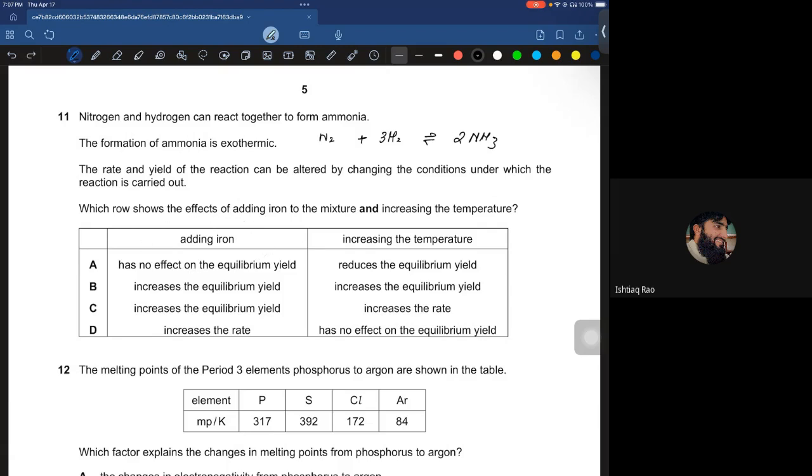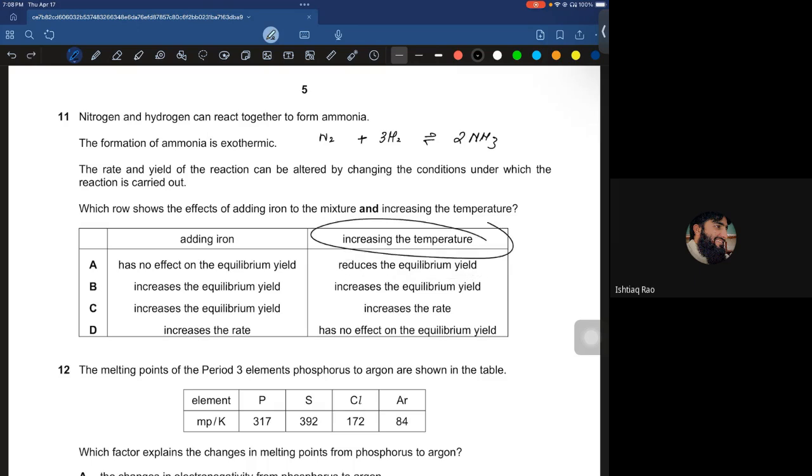Adding iron: iron was used as a catalyst. The job of a catalyst is to increase the rate of reaction. It doesn't have any effect on the equilibrium. It's not going to shift the position of equilibrium. Remember, it has no effect on equilibrium yield. It only increases the rate. It doesn't increase the amount of product. Does it reduce the equilibrium yield? No, it doesn't have any effect.